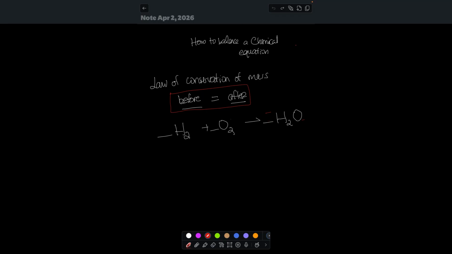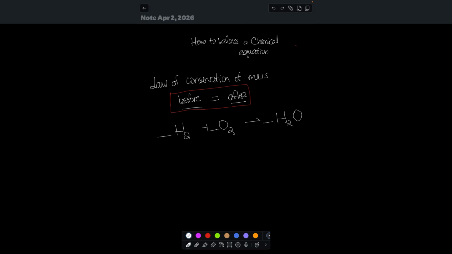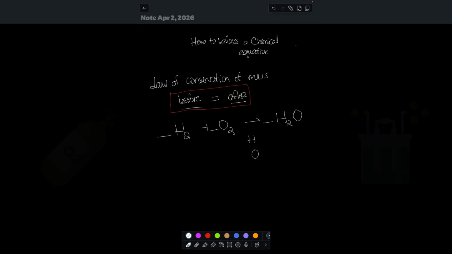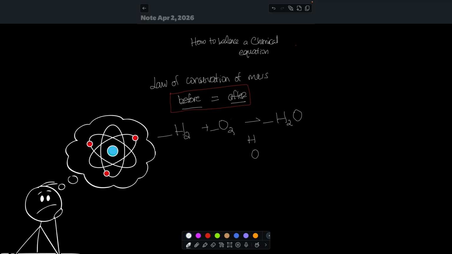So how do we actually balance a chemical equation? Very good question. The first thing that we're going to do is make a list of all of the atoms involved. Okay, so number 1, we have hydrogen that's involved before and after, and oxygen. And then the second thing is we're going to take a tally of how many atoms we have before the reaction, so that means before the arrow and after the arrow.